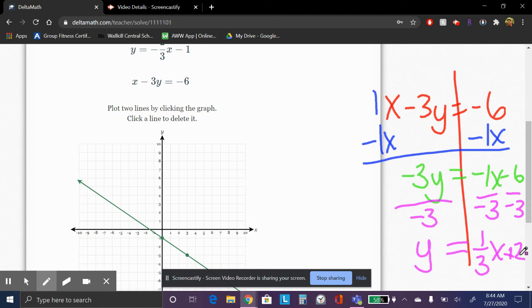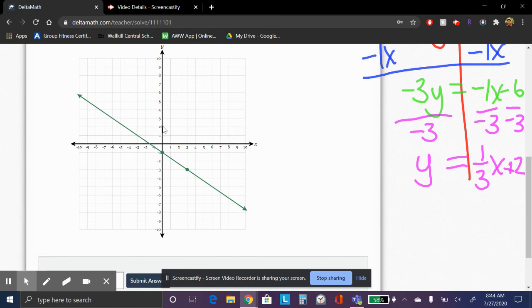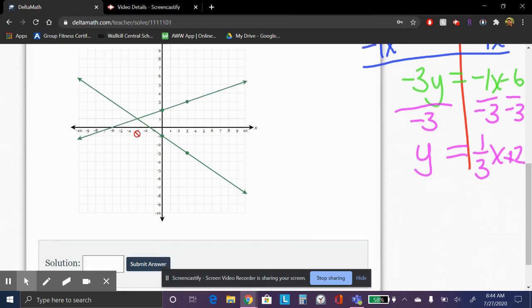So there's my equation. Start at 2, go up 1 to the right 3. Bam. And they intersect at (-3, 1).